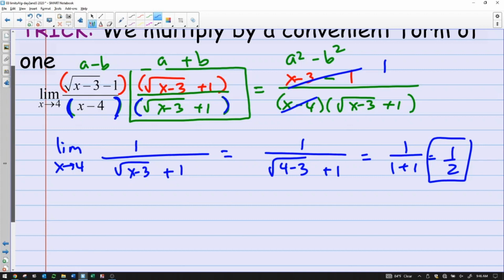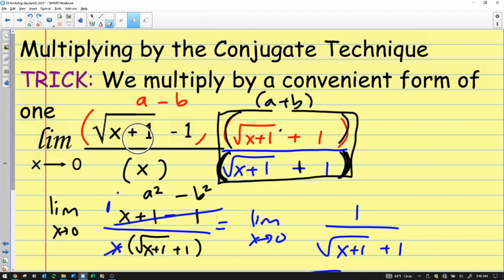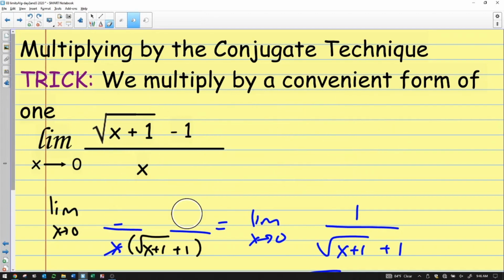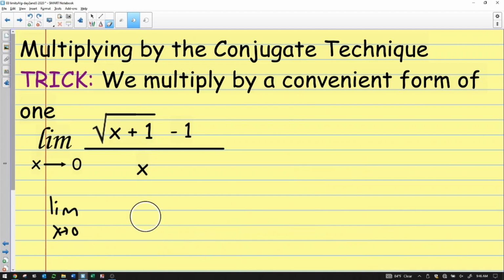How are you feeling about that? Nice, right? If you're good at algebra and you like algebra, you like manipulating things, you'll like these conjugate pair problems. Okay, so let's look at this problem.